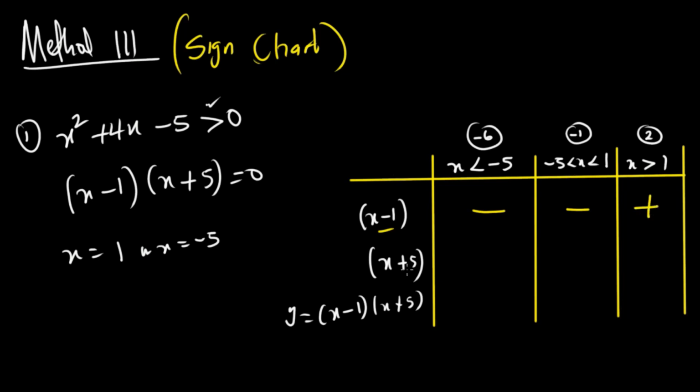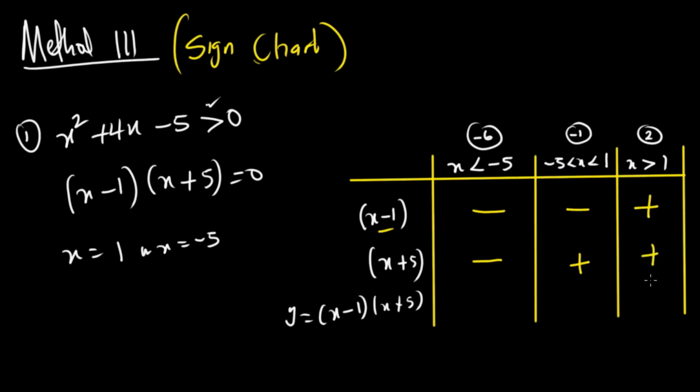Again, we substitute into the next factor. Negative 6 plus 5 is going to be negative 1, so I put negative here. Putting negative 1 there, I'm going to have negative 1 plus 5, that is positive. And lastly, putting 2, I'm going to have 7, that is also positive.